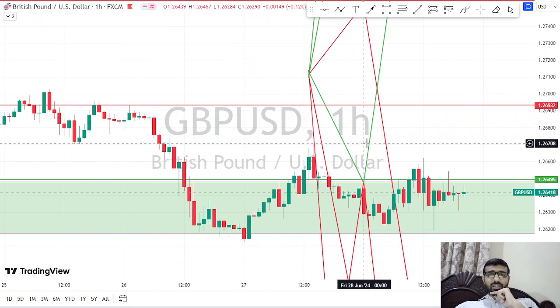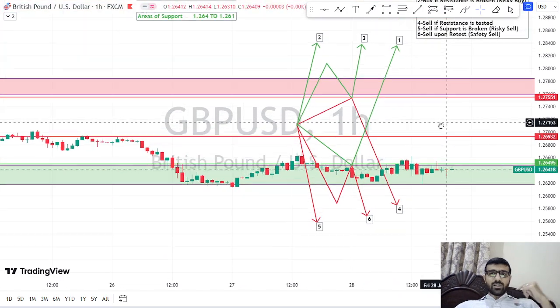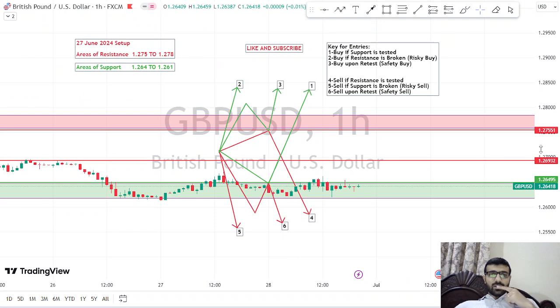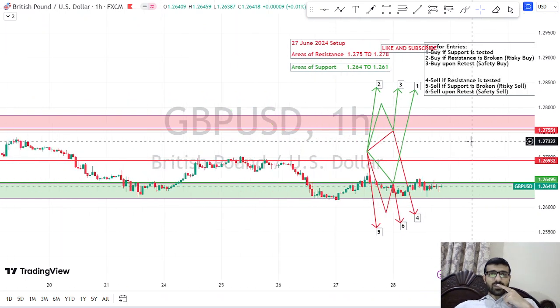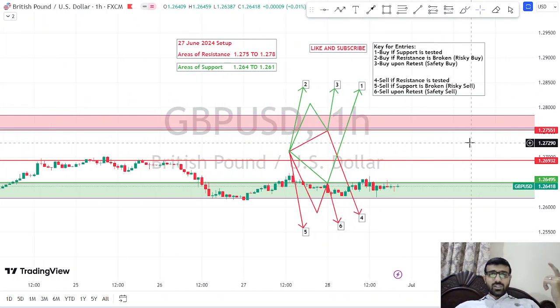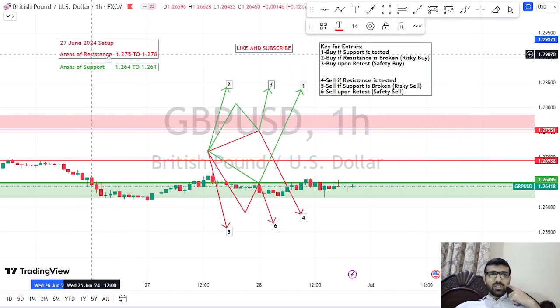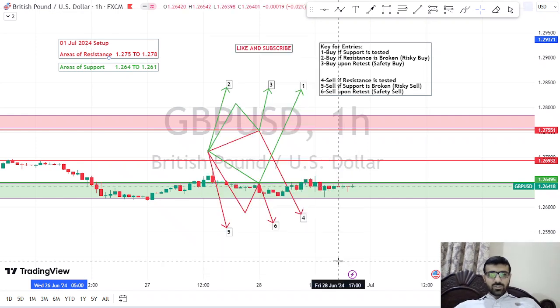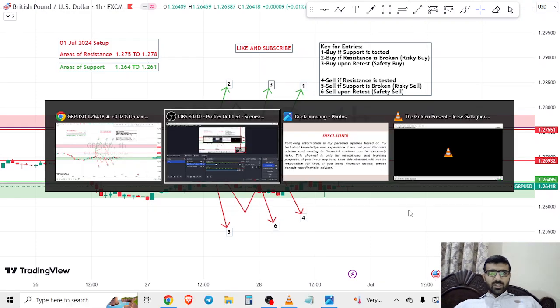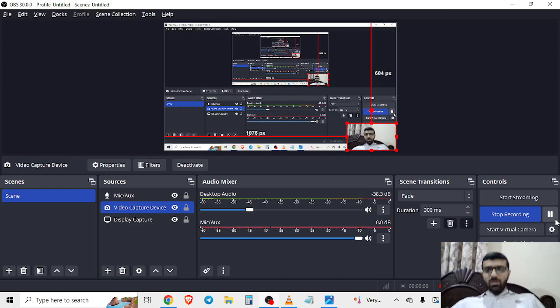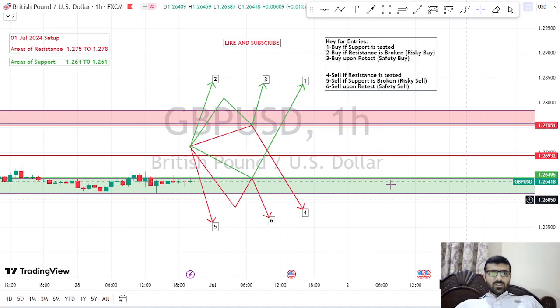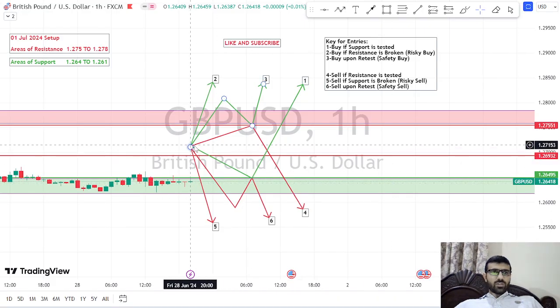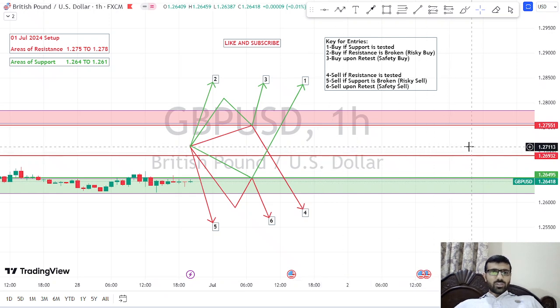But overall, the market has respected our area of major support, and we are still bearish in this GBP USD pair. Let us see how the market behaves on the coming day, 1st July, Monday. Let me move forward the scenarios for 1st of July Monday. As you can see, currently the market is trending over here, so we have moved our scenarios accordingly forward. So that's all for the GBP USD pair.